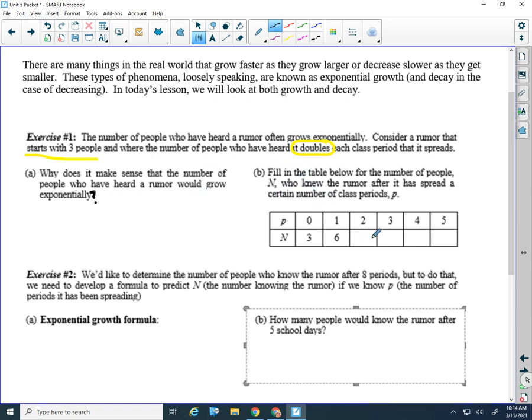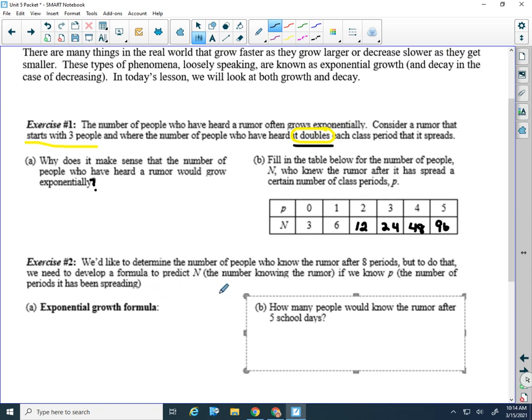Now, part B says, fill in the table below for the number of people N who know the rumor after it is spread for a certain number of periods. So at our start, 3 people know it. And in the problem, they say it doubles. So that's where we got the 6. Now multiply that by 2, and you get 12. Multiply that by 2. 12 times 2 is 24. 24 times 2 is 48. And 48 times 2 is 96.